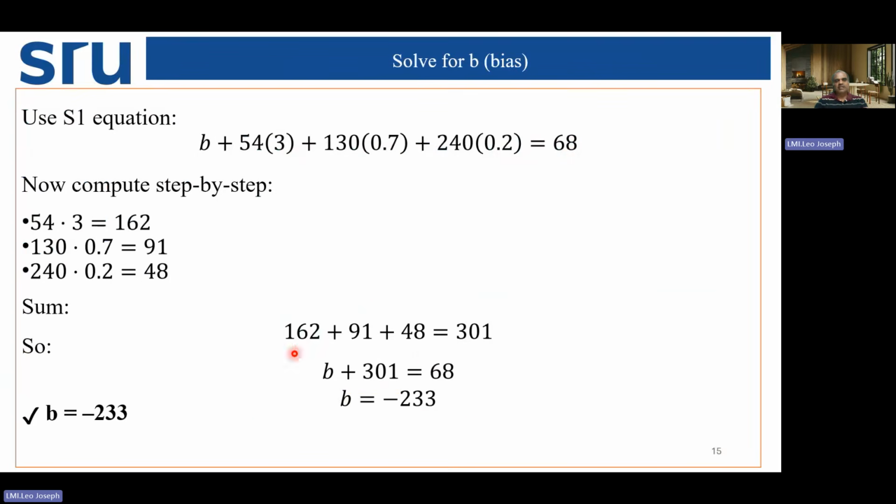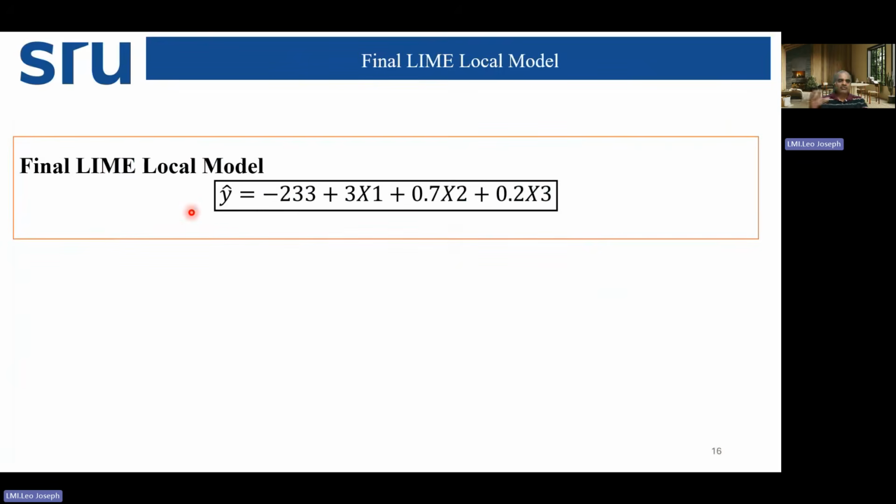We are getting now bias we are going to calculate. For this predicted score, what will be the bias? Bias is equal to -233 we are getting. Now what I am doing, I am going to fit this in the local model. So minus 233 plus 3 into x1 plus 0.7 into x2 plus 0.2 into x3. Now my local model final line prediction equation is ready for analyzing any data.